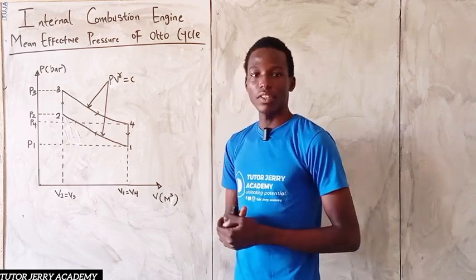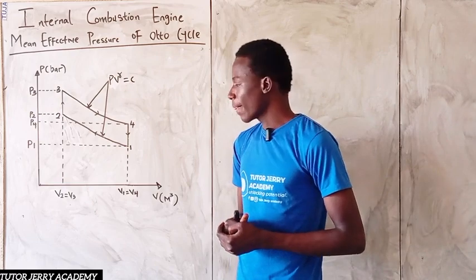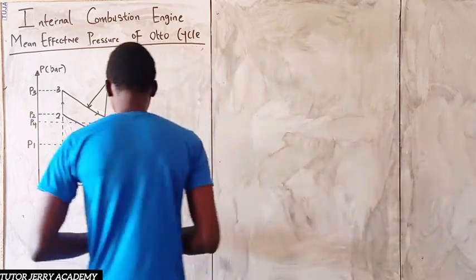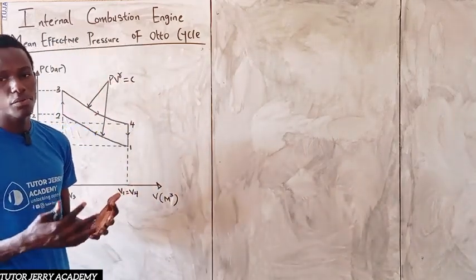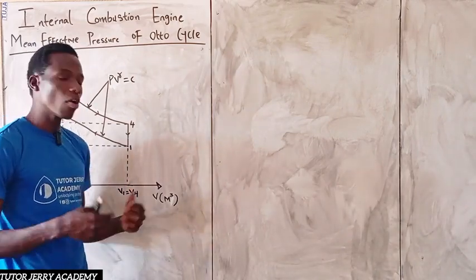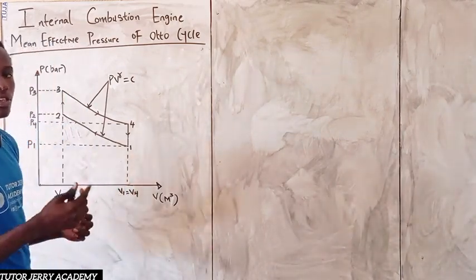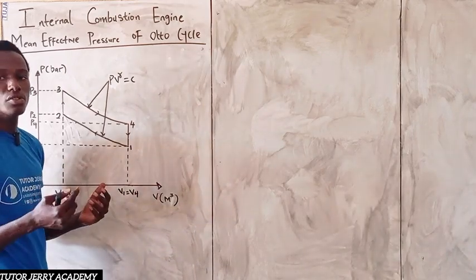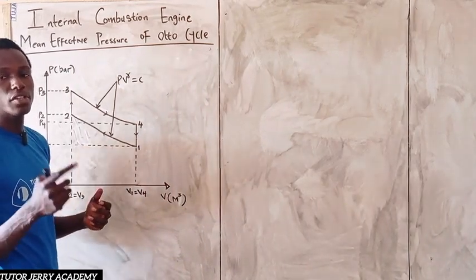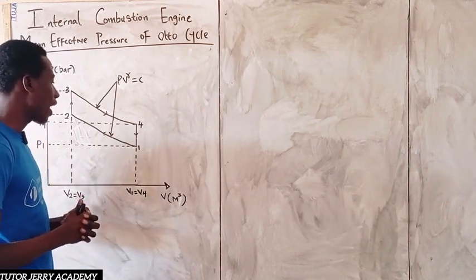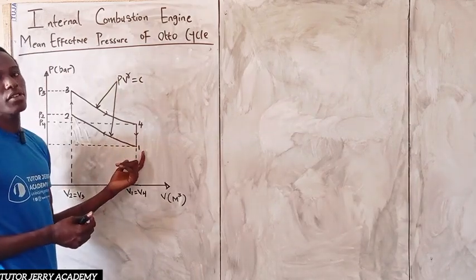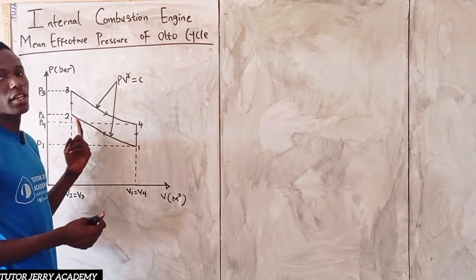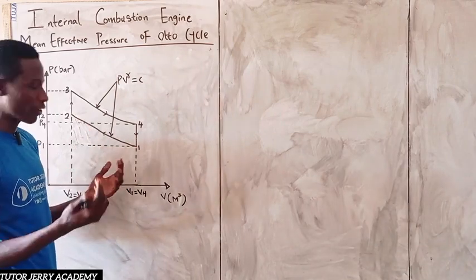Now, let's dive into the proving. Mean effective pressure is nothing but work done all over swept volume. Now, work done is nothing but CV into T3 minus T2, close bracket, minus CV into T4 minus T1. And the swept volume is nothing but the volume at the beginning of compression minus the volume at the end of compression. That is V1 minus V2.